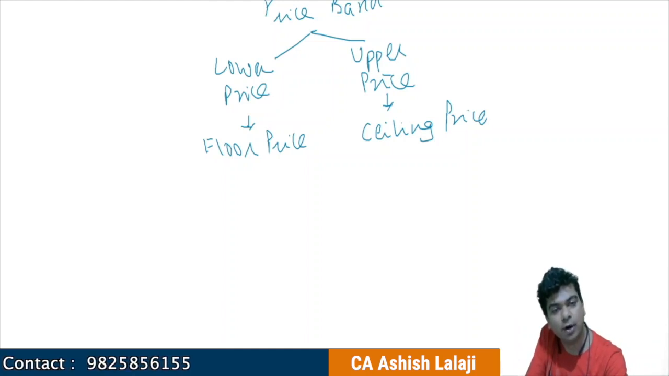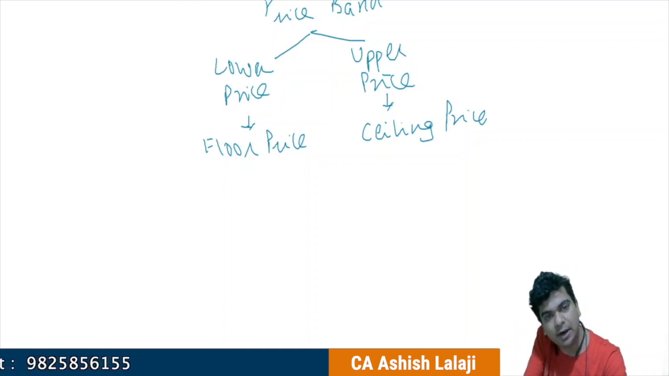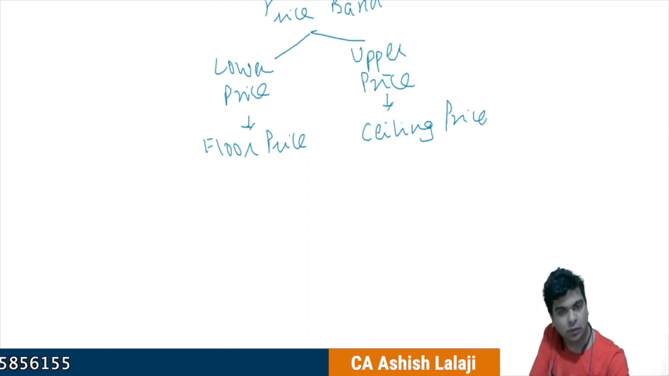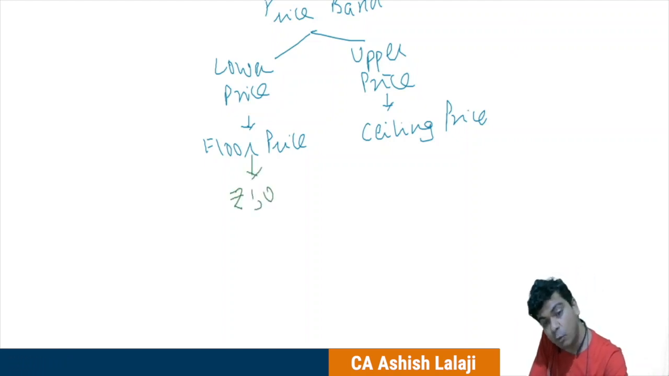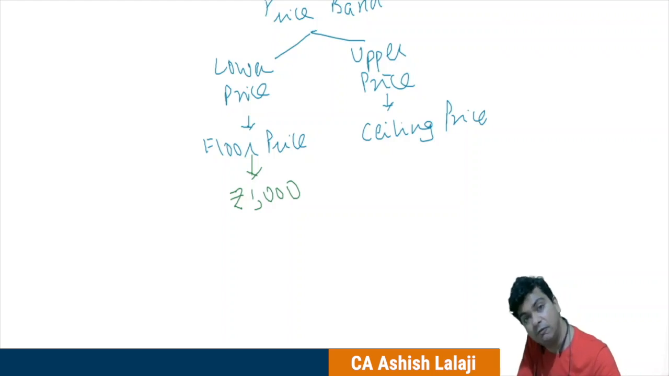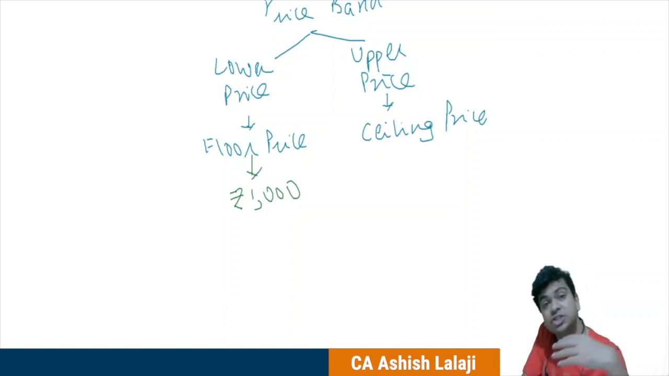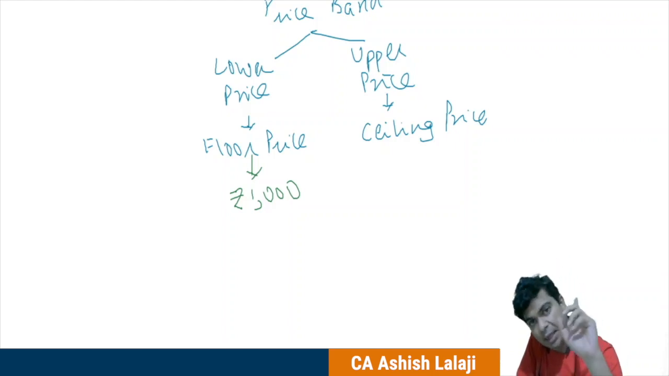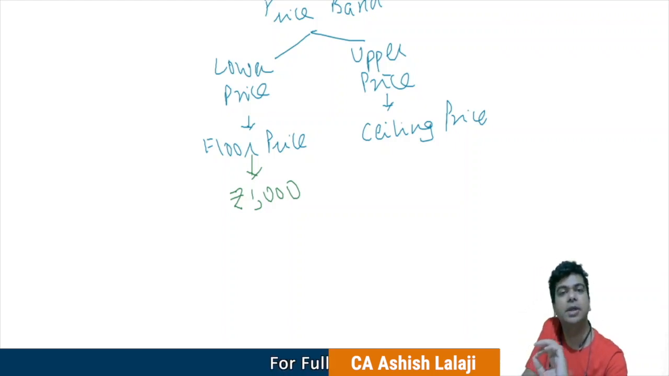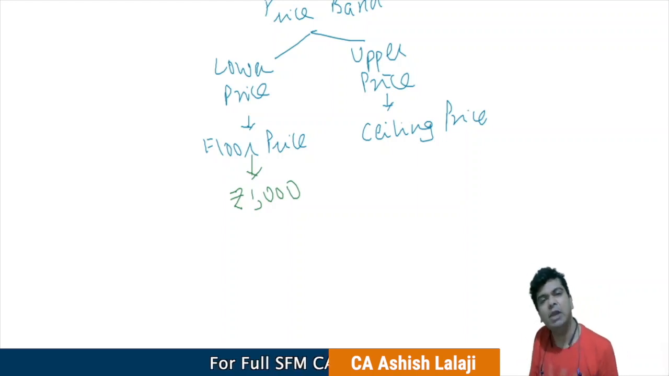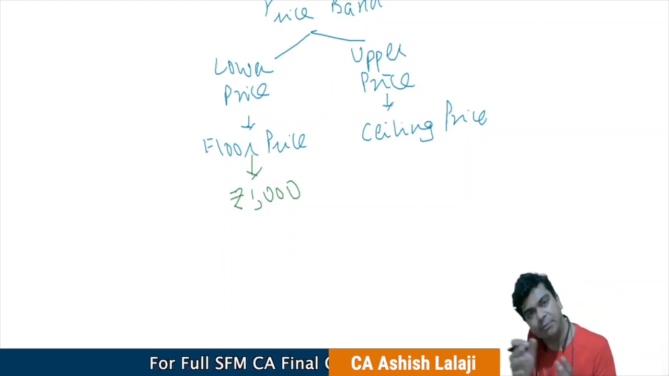Let's assume for a moment that a particular company has decided the floor price to be rupees, let us say 1000. In other words, you cannot bid for the share of my company at a price below 1000. Minimum of minimum 1000 is required. That's exactly what happens in a typical auctioning process.